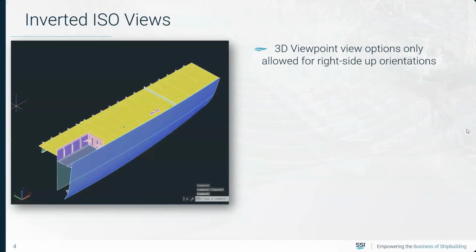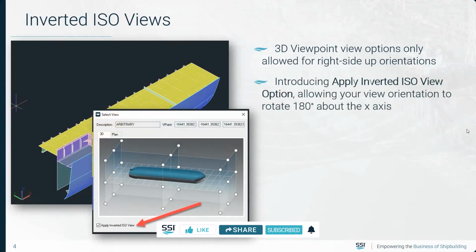This will definitely help when creating inverted drawing packages or even just for visualization within the model. We're used to a 3D viewpoint command interface that offers many different view options. However, all view options offer an orientation whereby Z is pointing up, meaning the block is still oriented upright, or how it is to be placed within the ship once it's fully constructed.